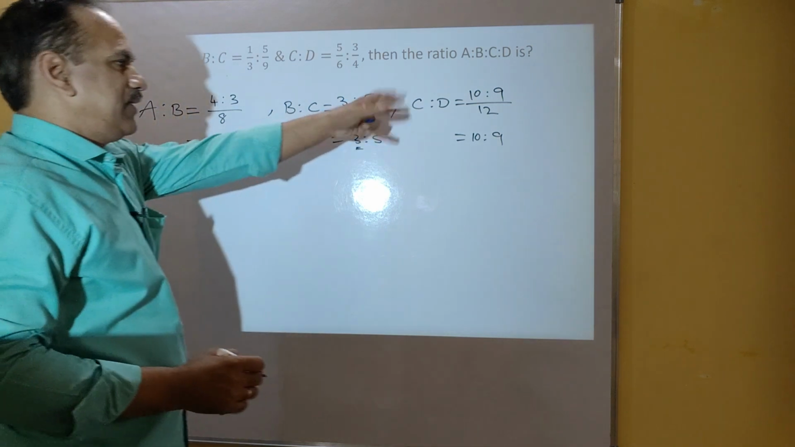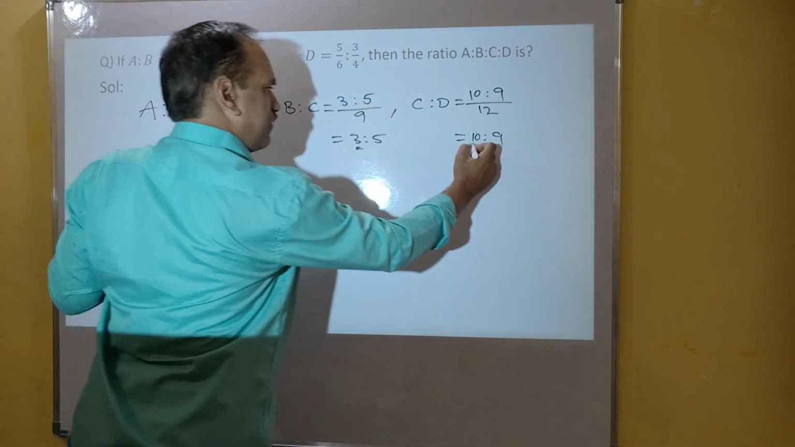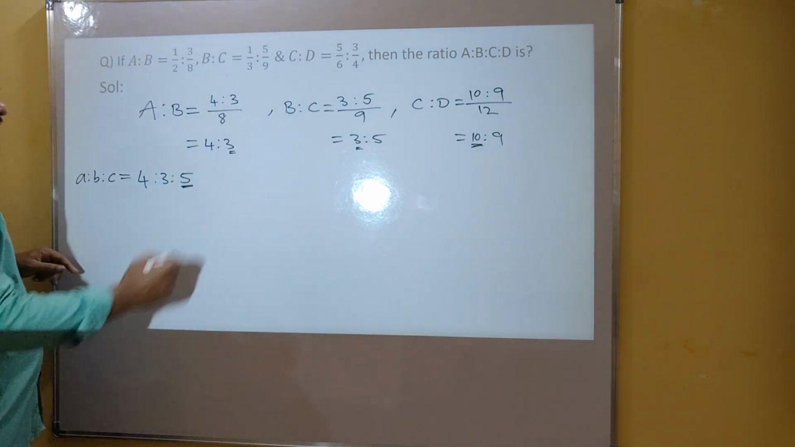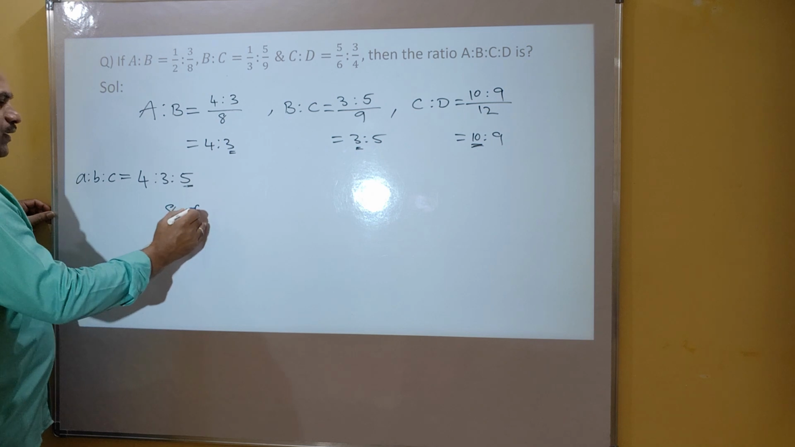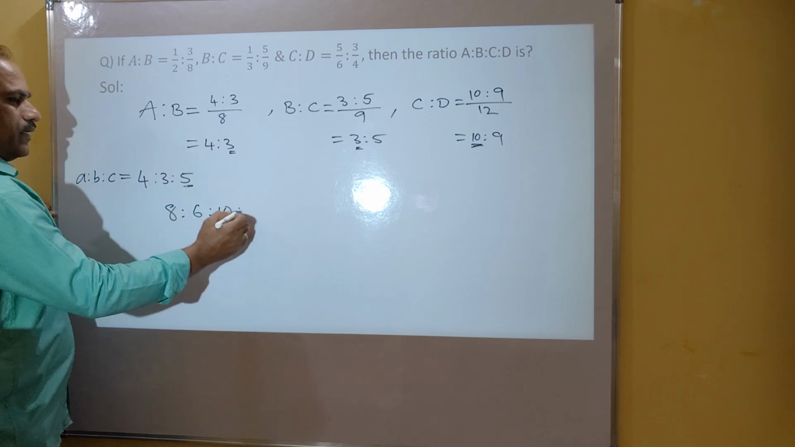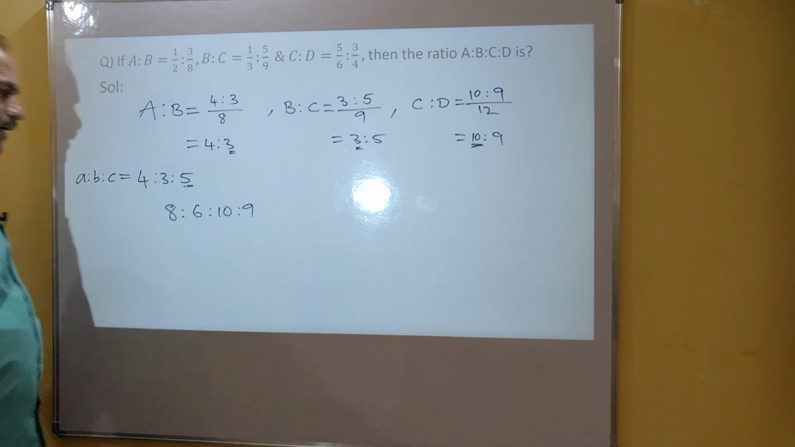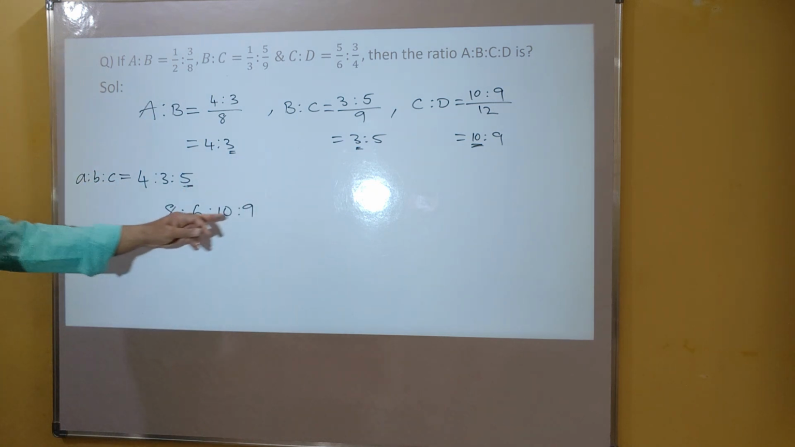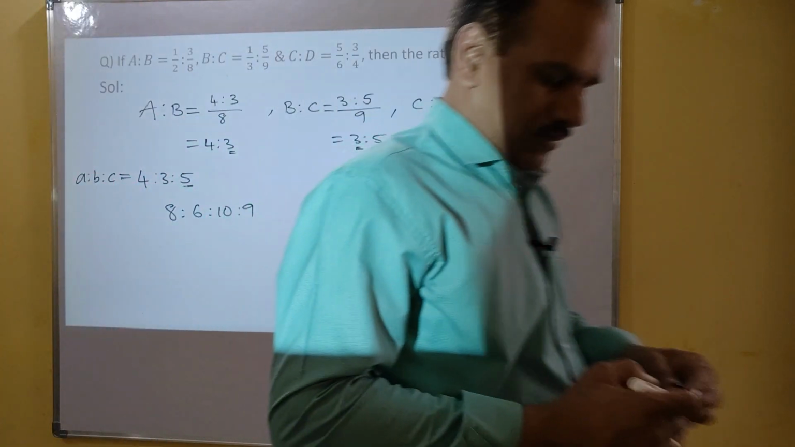We have to combine C and D also. So here you have 5, here you have 10. So how to make equal? Multiply this by 2. So 8 is to 6 is to 10 is to 10 is to 9. Combinedly it is 8 is to 6 is to 10 is to 9, which is the required answer.